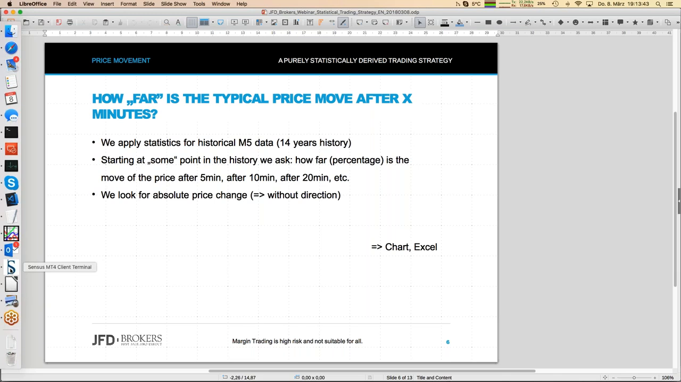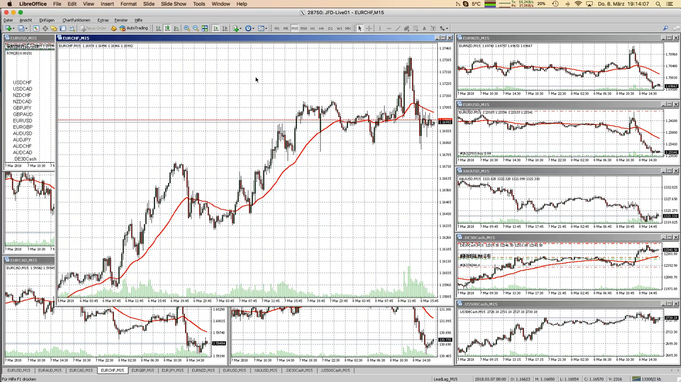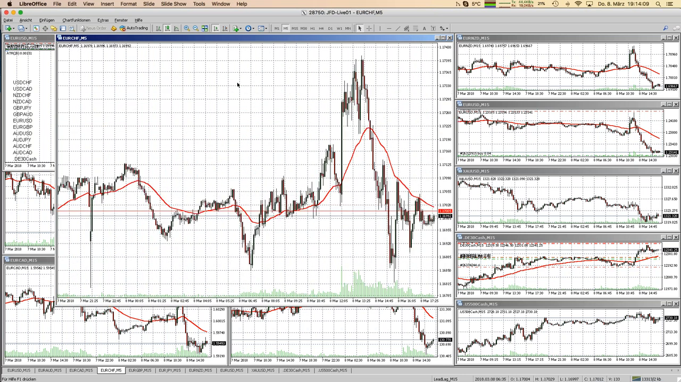Let me go to a chart here to illustrate a little bit what I'm doing. And by the way, that will be the account we will have a deep look into, because that is a basket of CFDs. And we will look there later. Later means in 2 weeks from now. You see open positions, but that's not the topic of today. What I try to derive first is the question, how far is the price moving after X minutes?